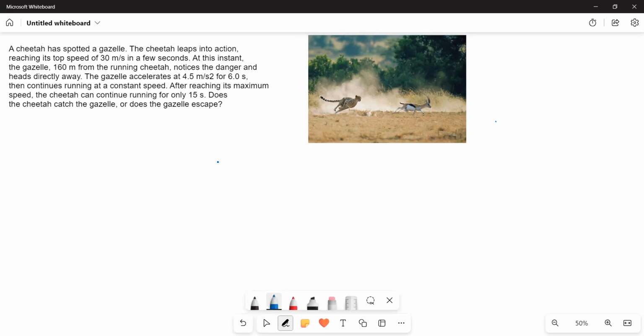How to solve this problem? Here, the time is 15 seconds. In 15 seconds, how much distance the cheetah travels and how much distance the gazelle travels, that we have to find out. Distance traveled by the gazelle is equal to dg, and then distance traveled by cheetah.